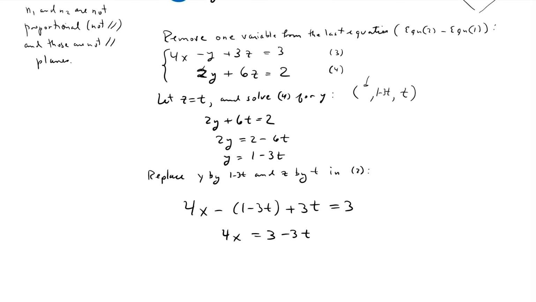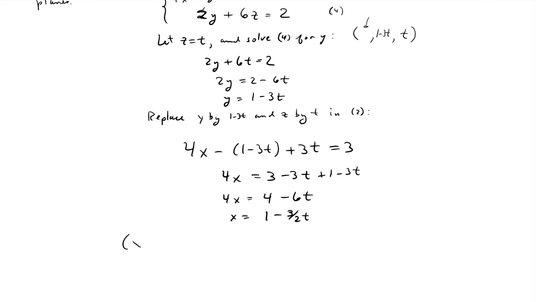Careful here, careful. This is what? This is minus 1 plus 3t. So plus 1 here, minus 3t on that side. So 4x is 3 plus 1, 4, minus 3t minus 3t, minus 6t. And I divide everything by 4. So this is the x that I get, and I am going to collect everything now. So x, y, z. So this is my solution set.